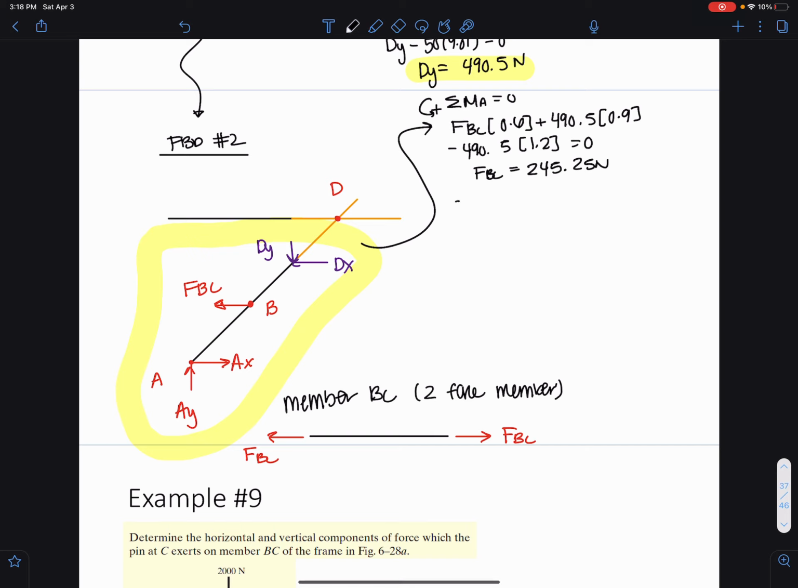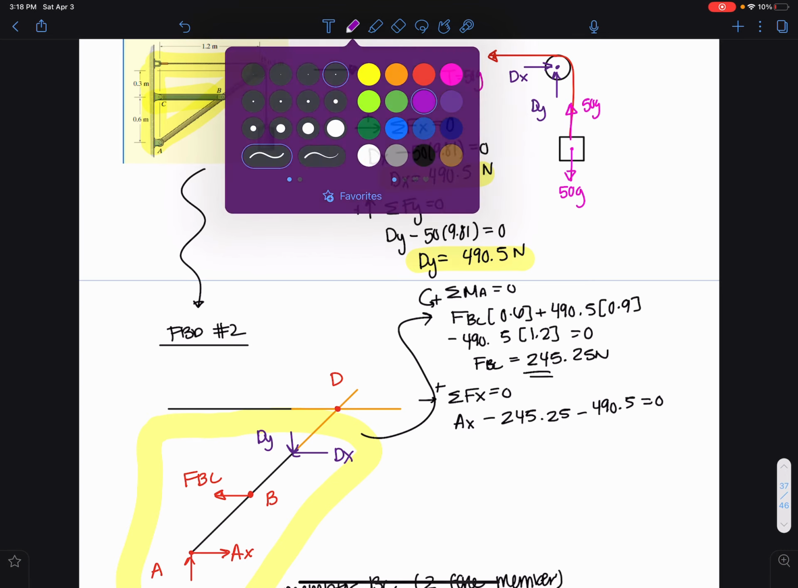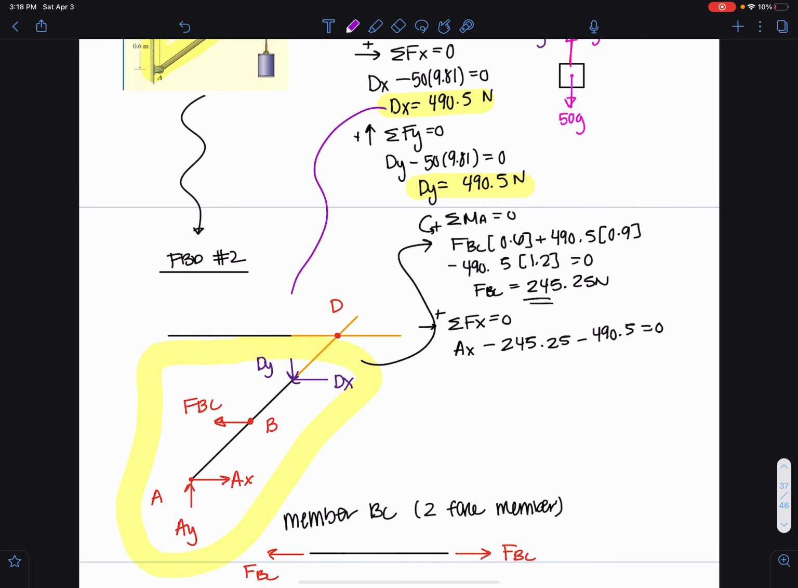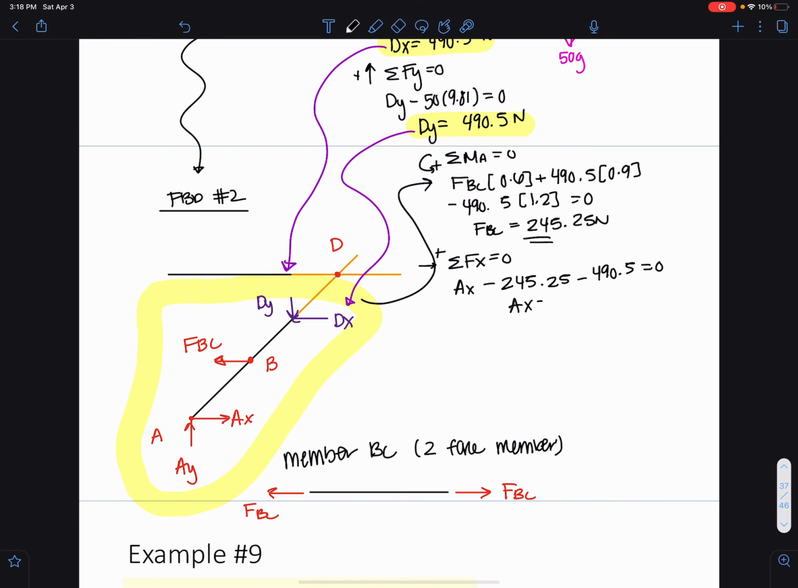I'm going to move this down so I have a little more room. I'm going to continue to apply equations of equilibrium to solve here. I'm going to say this direction is positive. I would have my Ax minus 245.25, which I just solved for here, minus 490.5. Where is the 490.5 coming from? Well, that's Dx and Dy. I'm just plugging those in. Okay, and I can directly solve for Ax here, 736 newtons.